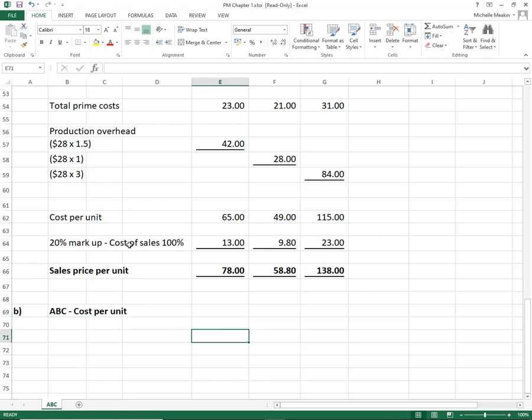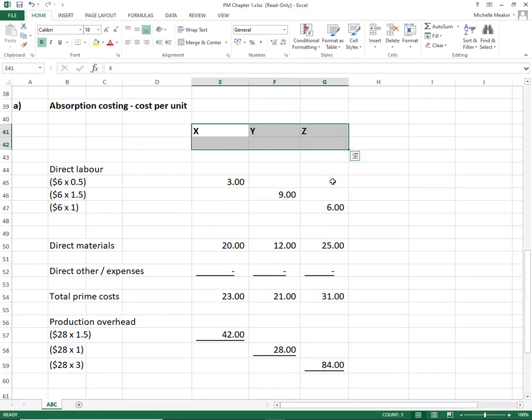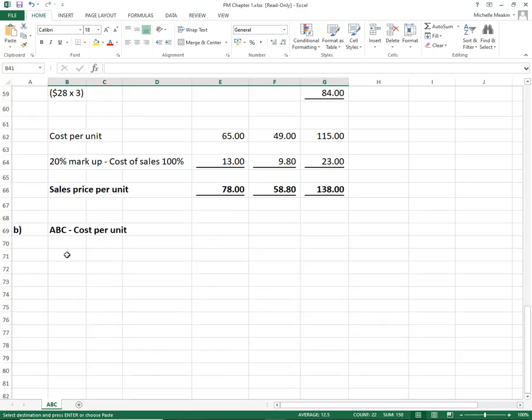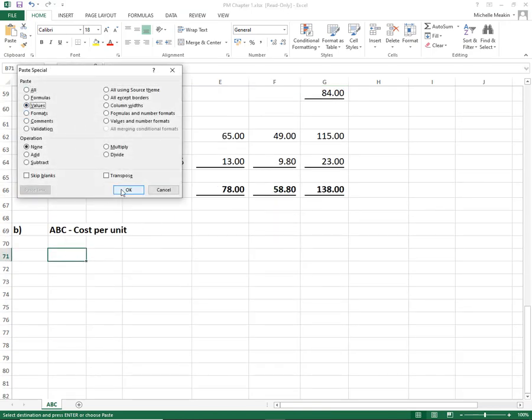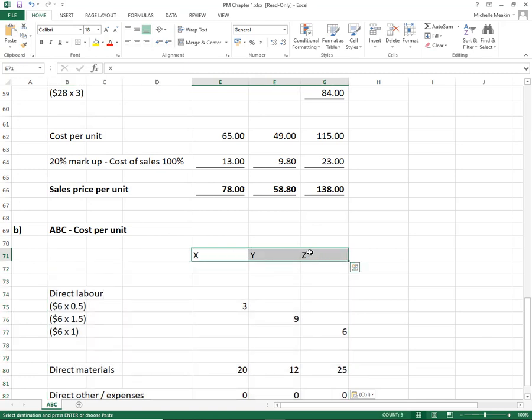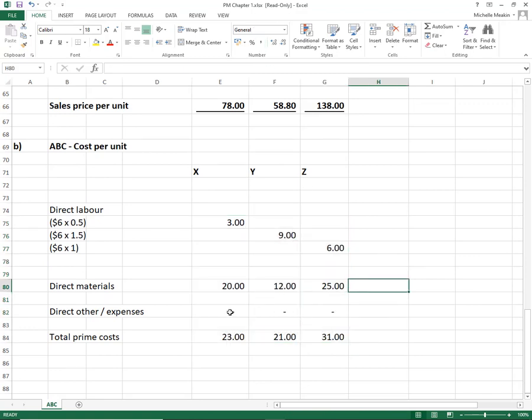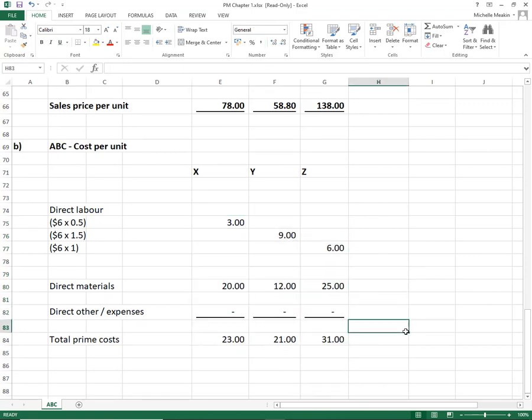If we look at the ABC approach, we still have the same three products, X, Y, and Z. ABC is just another manner in which we absorb our overhead costs. Therefore, our prime costs remain the same. We will still include the same labour costings, and we will still include the same direct materials costings. So I have pulled them straight down from the previous component of the question. So total prime costs $23, $21 and $31 respectively.